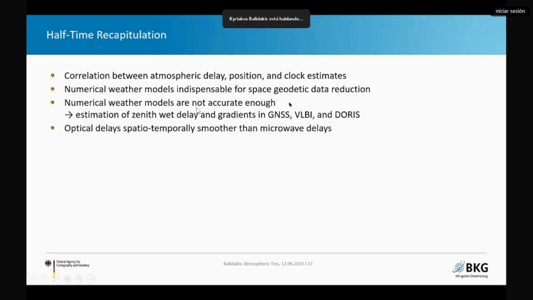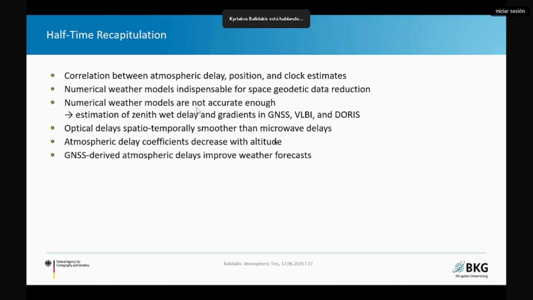We said that optical delays are different from microwave delays. They are smoother both in space and in time, and the atmospheric delay coefficients decrease with altitude because the signal simply has to travel through less troposphere. The GNSS-derived atmospheric delays, a byproduct of the geodetic processing, can be used to improve weather forecasts, and this is done by some weather services.